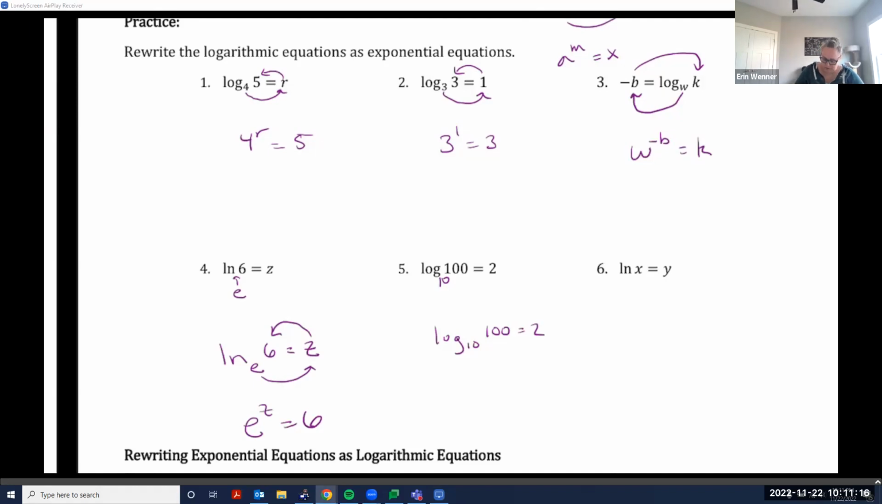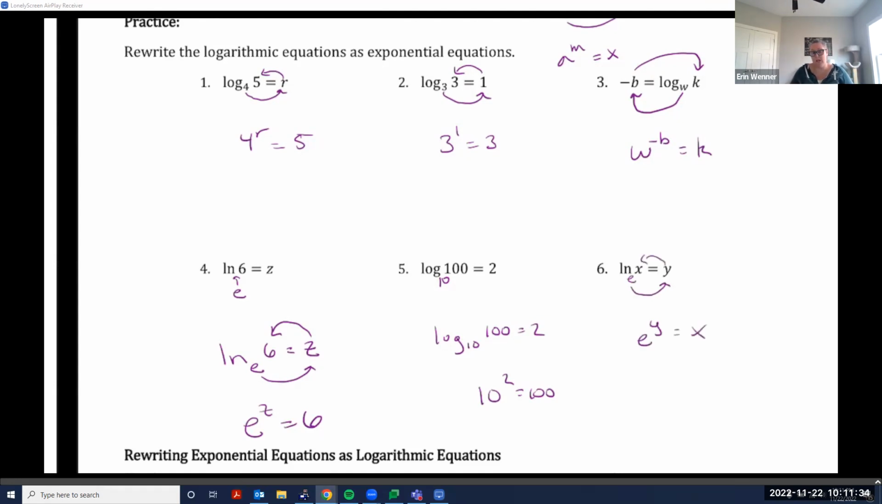Okay, so number 5 is going to be 10 to the second equals 100. And number 6, we don't have that base, but we're going to put it in because we're reminding ourselves if it's ln, it's base e, and it's going to be e to the y equals x.